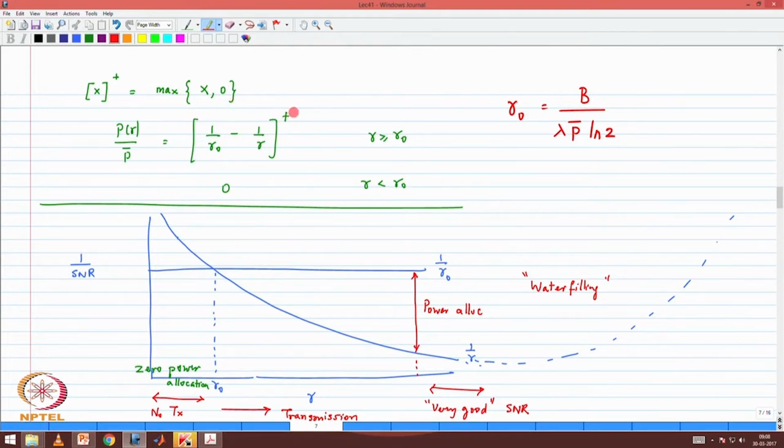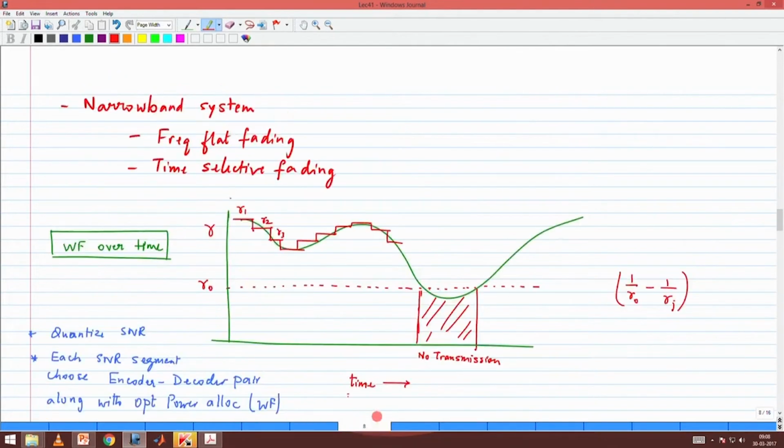So this is a quantity that is strictly non-negative, and if the SNR goes below the threshold, then in fact you do not allocate power. That's the same as saying no transmission occurs. So no transmission for very bad channels, and the power allocation done as per the water filling.